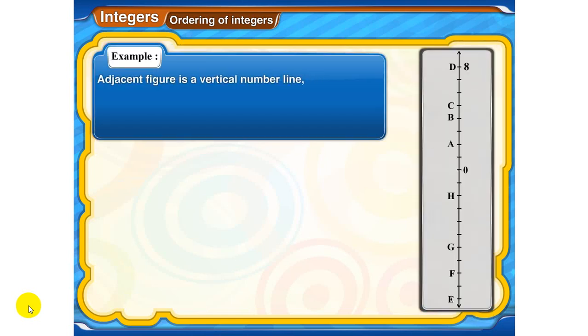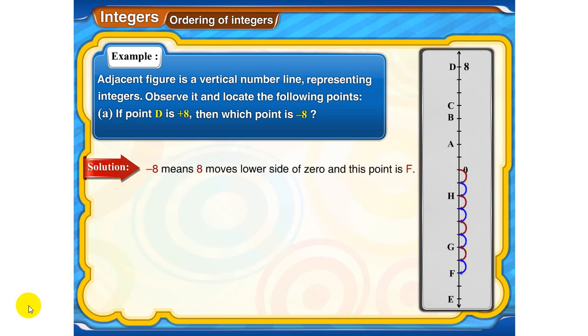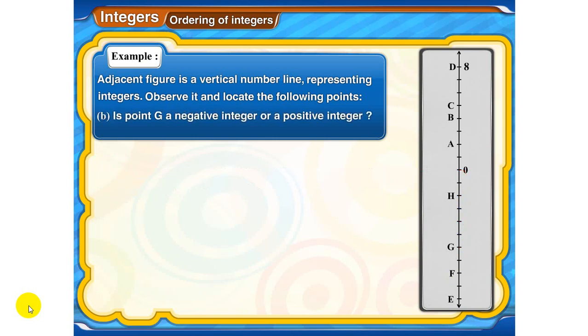Example: the adjacent figure is a vertical number line representing integers. Observe it and locate the following points. A. If point D is at +8, then which point is -8? Answer: -8 means 8 moves lower side of 0 and this point is F. So, F represents -8.